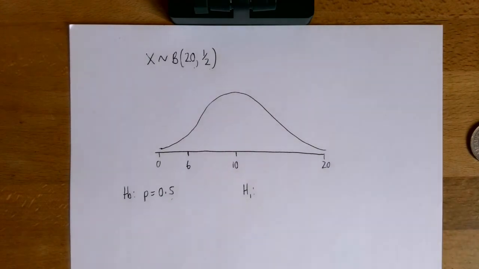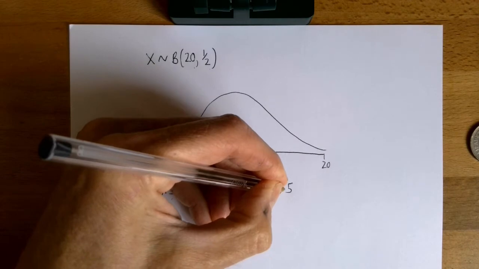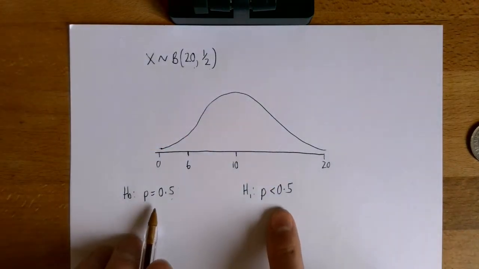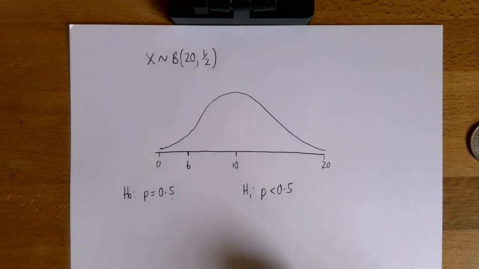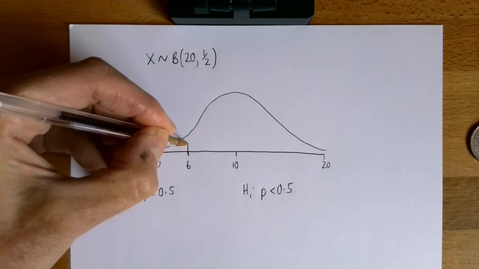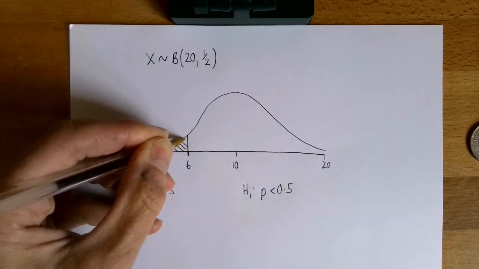It's less likely to come up with heads. So maybe the probability is less than a half. And so hypothesis testing is all about saying which of these is true. And the sad thing is that we have no way of definitively saying, yes, this is true, or yes, this is true. All we can do is look at the evidence. And so what we do in this one-tailed test, because we're testing if the probability is less, we're looking at this end, we work out not just the probability of 6, but all of these probabilities.